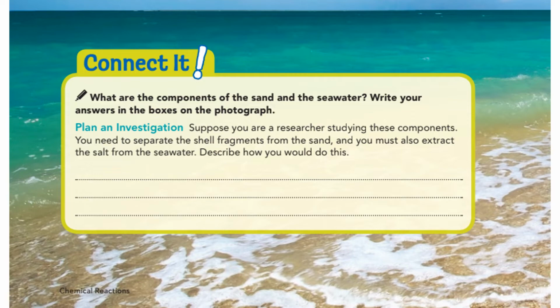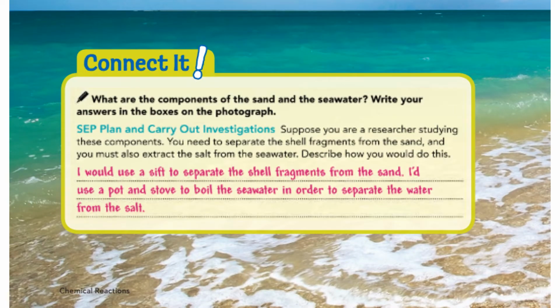Before we do that, let's go into our question. Suppose you are a researcher studying these components. You need to separate the shell fragments from the sand, and you must also extract the sea salt from the seawater. Describe how you would do this. An acceptable answer would be, I would use a sieve to separate the shell fragments from the sand. I'd use a pot and stove to boil the seawater in order to separate the water from the salt. Your answer does not have to look exactly like this, but it should contain similar information.